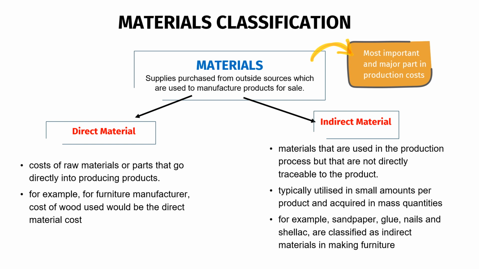So what is direct material? Direct material actually refers to the cost of raw material or parts that go directly into producing products. Meaning to say that it is the raw material that can be clearly identified as used to produce the product. As an example, for furniture, we need wood in order to make the furniture. So the cost of wood is considered a direct material, as the raw material can be traced directly into the product.